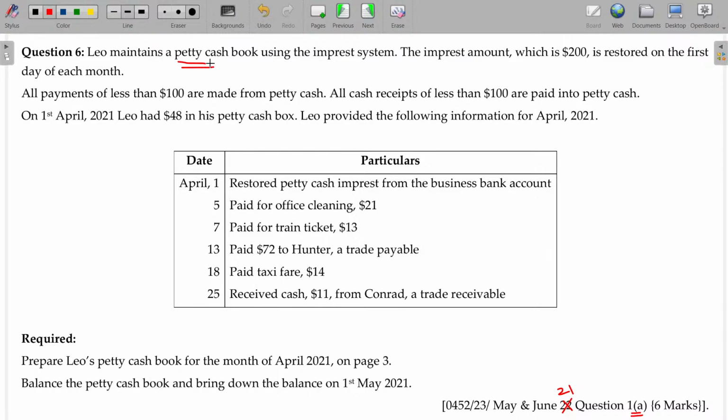Leo maintains petty cash using imprest system. The imprest amount being $200 is restored on the first day of each month. All payments less than 100 are made from petty cash. All cash receipts less than 100 are paid into the petty cash. 1st April 21, Leo had 48 in his petty cash box. So balance he has currently being 48, but 200 rupees is required. The shortage 152 should be brought in. Right. Prepare petty cash book for Leo. Okay. So let's solve this one.